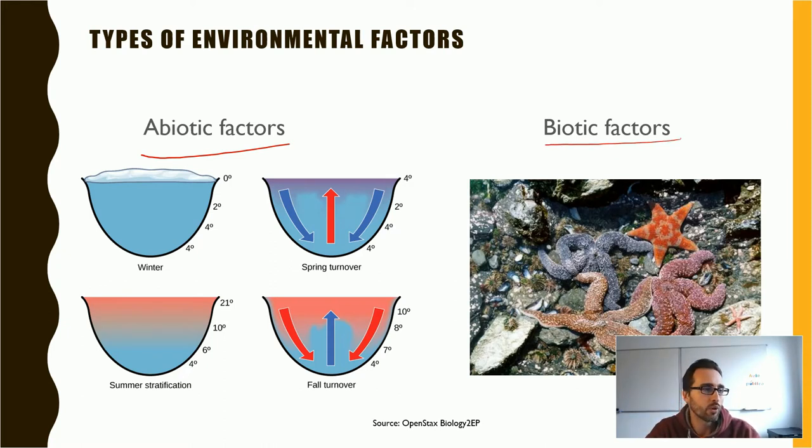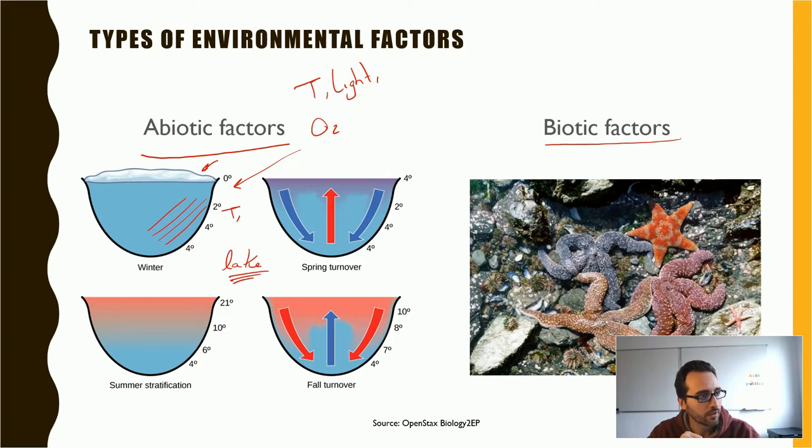When we talk about abiotic factors, we're talking about non-living factors. We mentioned them before: temperature, light, oxygen, dissolved water. In this case, for example, we can see here the temperature, and there is no light here just because the ice cap is covering the lake. This is a lake, and in this lake the abiotic factors vary depending on the season.